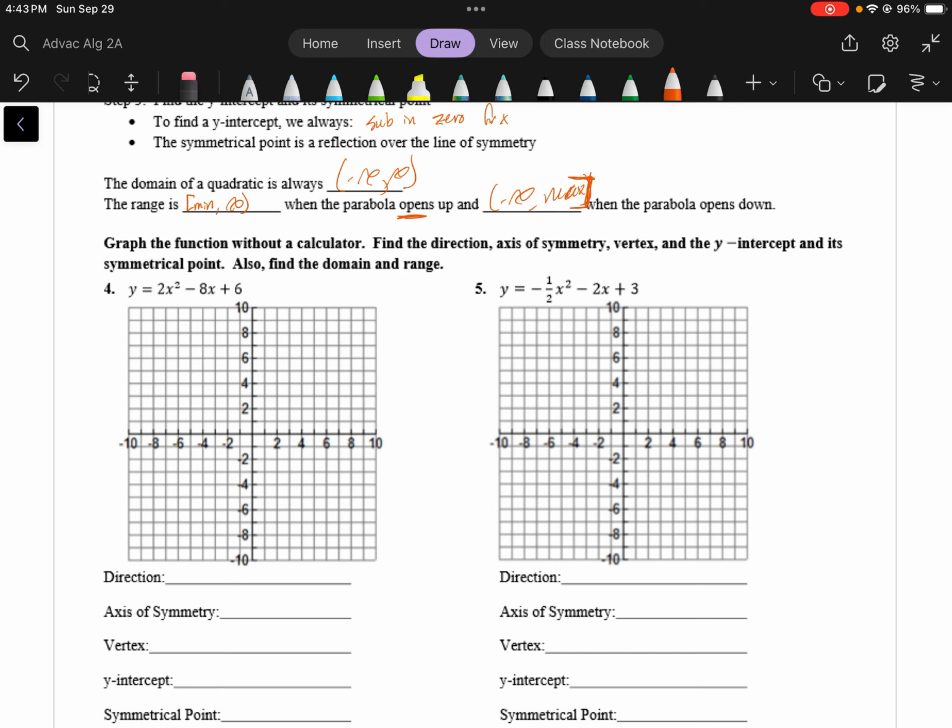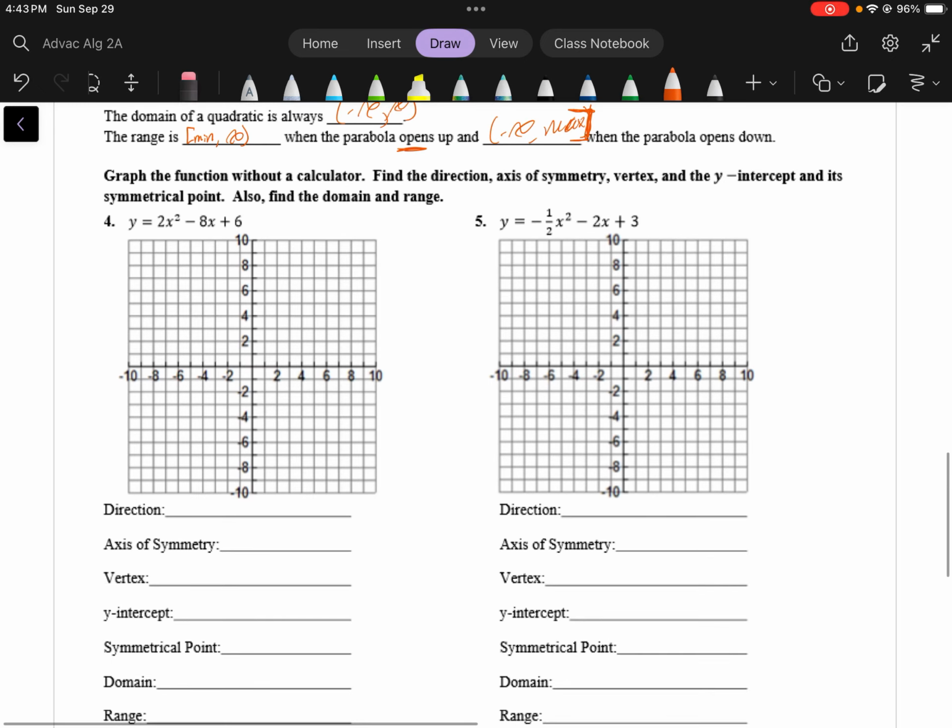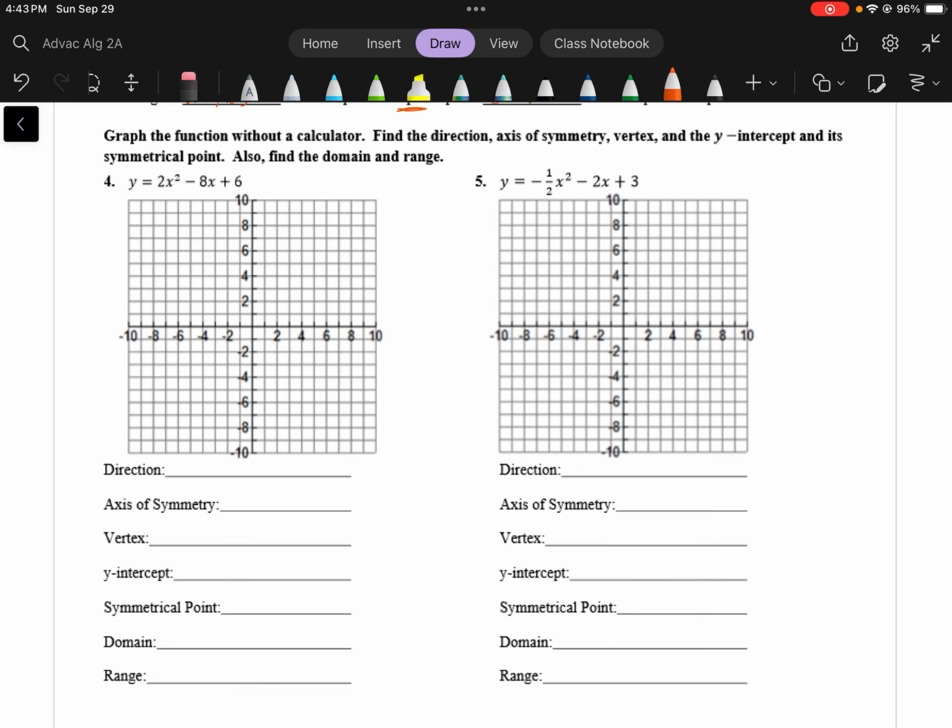And so we've got two problems to try it out and see what happens. And here we go. It says y equals 2x squared minus 8x plus 6. Find the direction, the axis of symmetry, vertex, y-intercept, and the symmetrical point, and the domain and range. So it has all that labeled for you, but we need to put all those pieces together so that we can go and graph, okay?